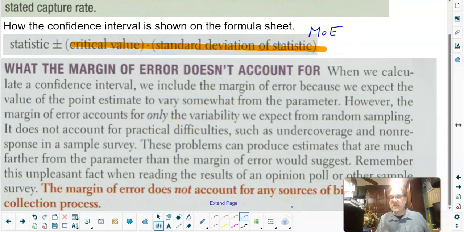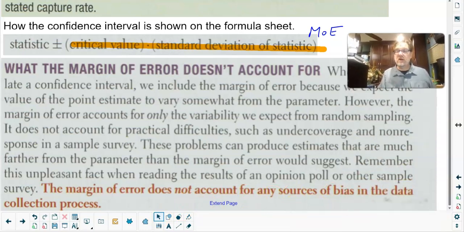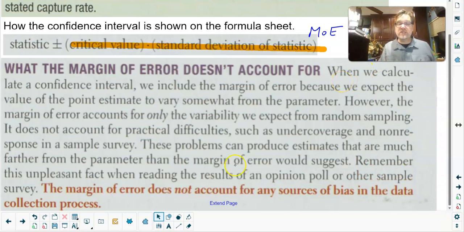Now, margin of error doesn't count for everything. So when we find our confidence interval, we have our margin of error because we expect the value of that point estimate to vary somewhat, right? It's going to vary a little bit from what I expect it to be. However, the margin of error only accounts for the variability from our random sampling.